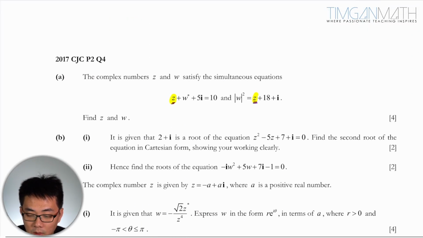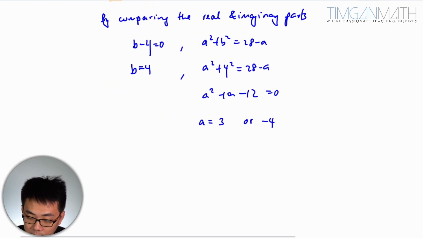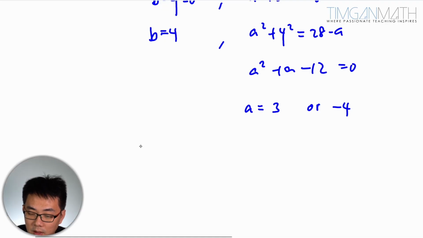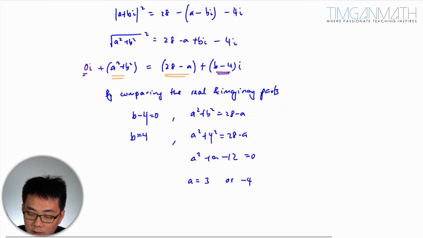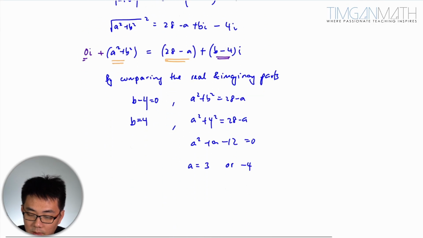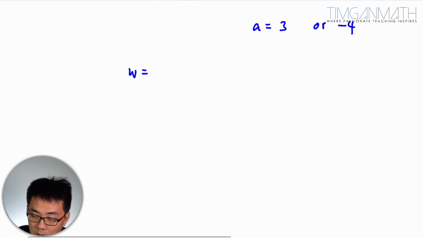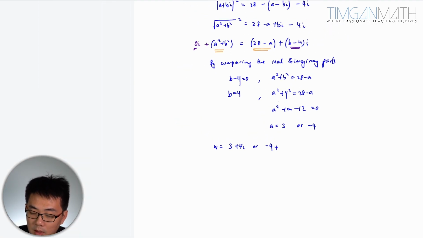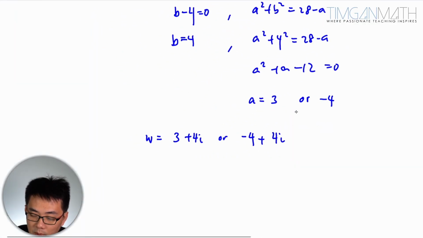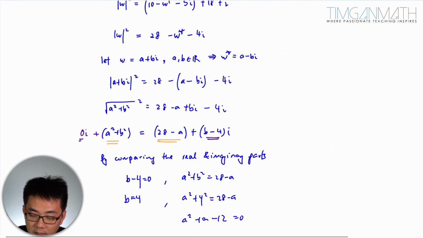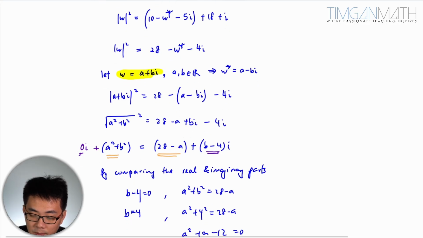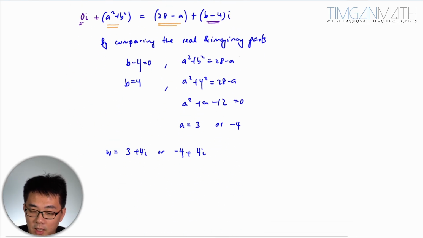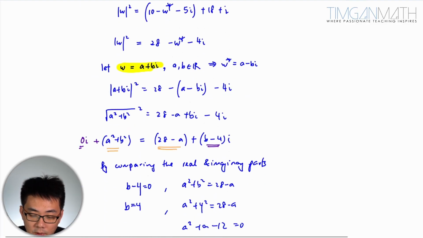So w has two expressions here. It makes sense because b is 4. So w, which is a plus bi, is 3 plus 4i or minus 4 plus 4i. Remember that w is a plus bi from just now, so just replace it in. So we have two possible answers here, after which we're going to use z equals the expression with w conjugate.